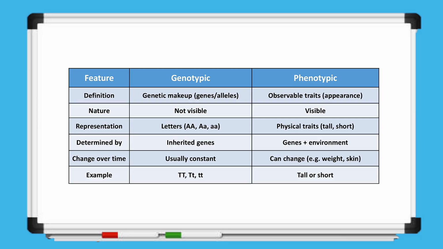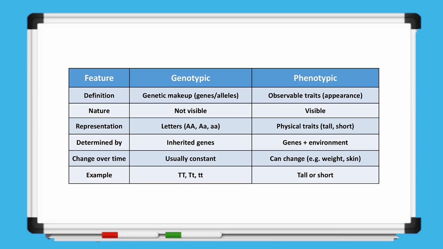Genotypic variation is represented using letters such as double capital, capital and small, or double small combinations, like both capital A, one capital A and one small a, or both small a. Phenotypic variation is represented through physical traits such as tall or short. Genotypic variation is determined only by inherited genes. In contrast, phenotypic variation is determined by both genes and the environment.